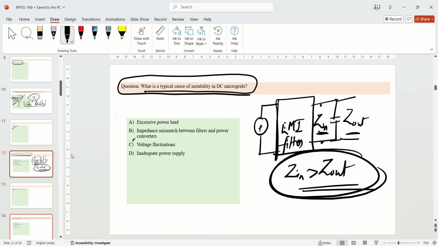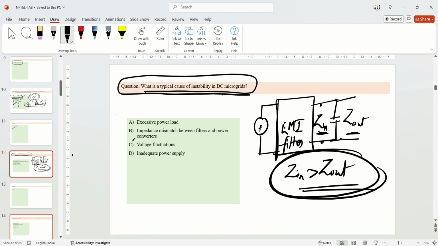Has anyone got the answer for this question? Okay, let me explain this question.